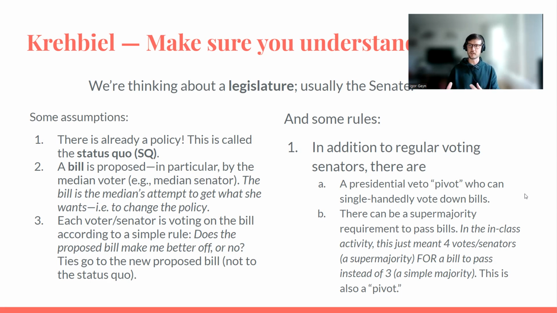One other thing to keep in mind is that there are different senators on this single dimension of a policy issue, let's say the minimum wage. Each of those senators is a voter, has the ability to vote. But there are technically three special pivots or special voters that we have in mind. The first is the median, who is of course in the middle. If we have five senators, it's third from the left, third from the right. But there are also two other important pivots. One is the presidential veto pivot.